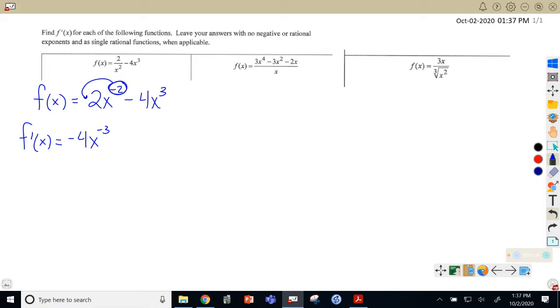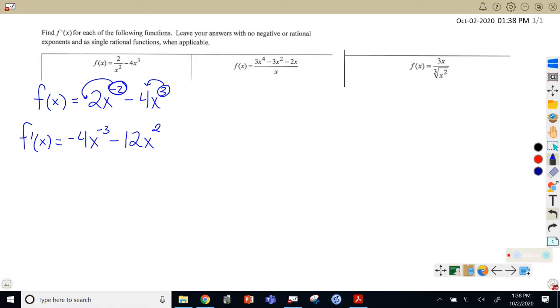And then same thing on this one. The existing exponent is 3 times the current coefficient of 4, so minus 12. Lower the previous exponent by 1, so 3 becomes a 2. So that quickly we just found the derivative.